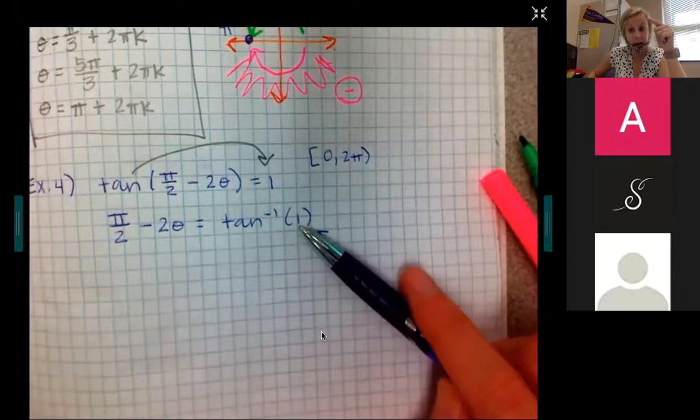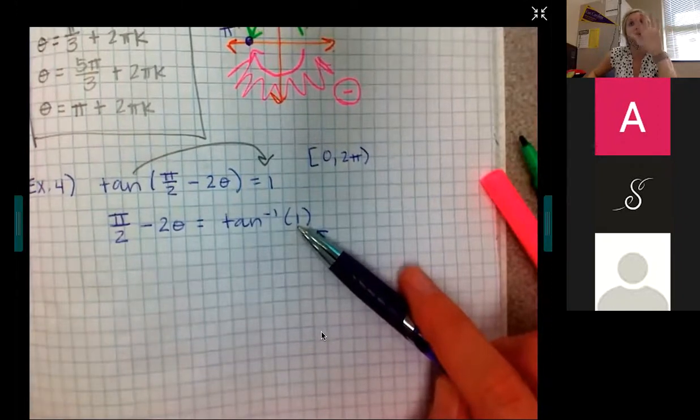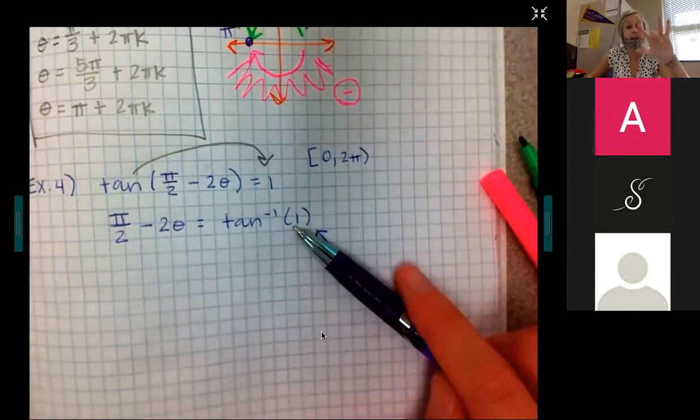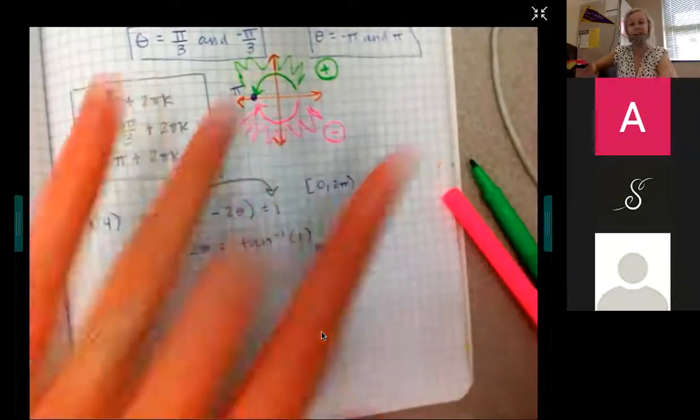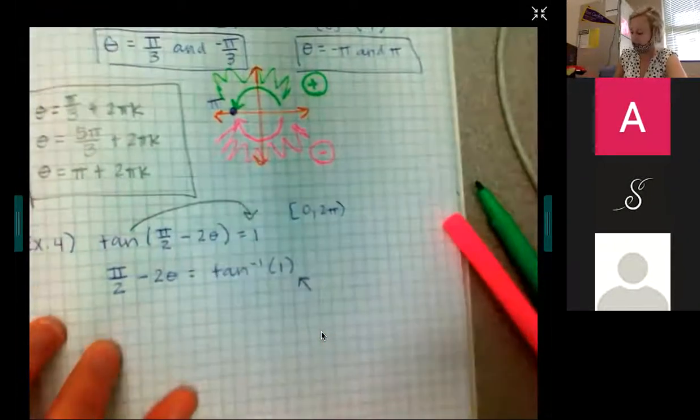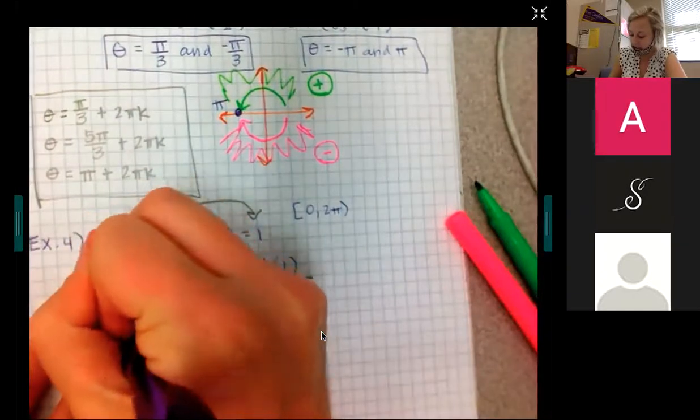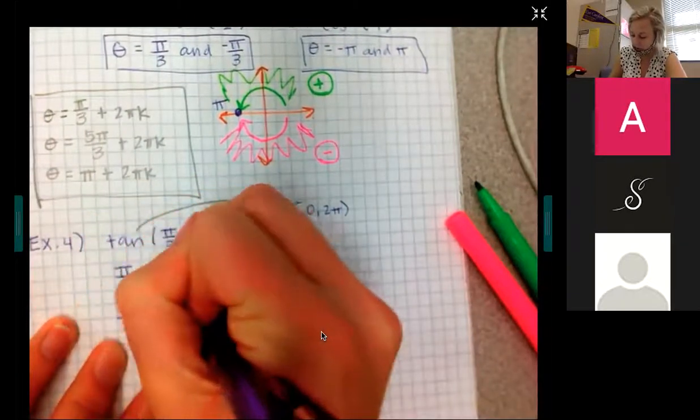Quadrant 1, because it's positive. And then where are the x and y the exact same, people at home? Where's the tangent 1? Pi over 4. Thank you, pi over 4. Good. Thanks, KJ. Extra credit. My boy's getting it today.